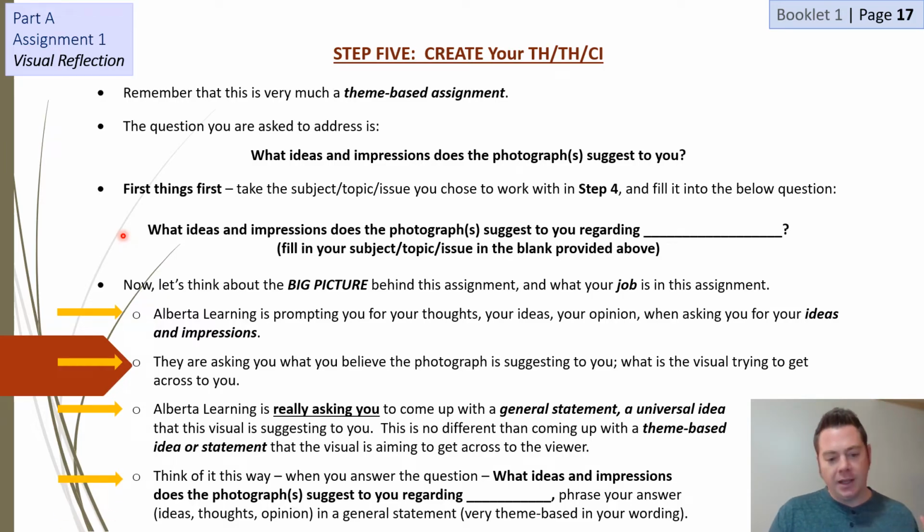So think of it this way. When you answer the question, what ideas and impressions does the photograph suggest to you regarding poverty, whatever, phrase your answer, which could be ideas, thoughts, opinion, in a general statement, which is very theme-based in your wording.